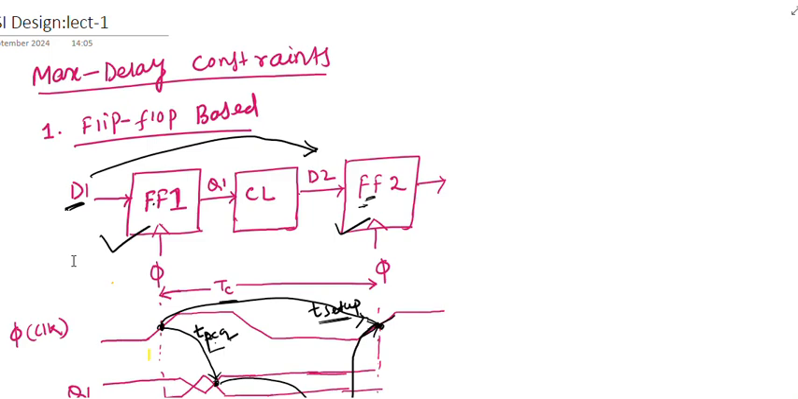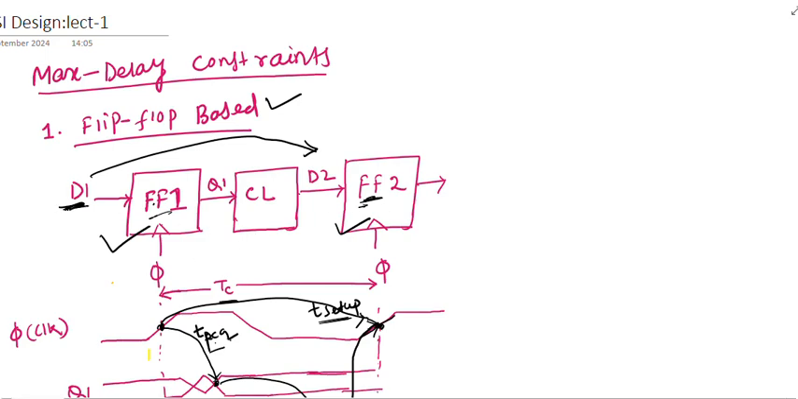Hello students. We are going to discuss one concept known as maximum delay constraint in VLSI design. In sequential circuits, we have sequencing elements like flip-flop 1 and flip-flop 2. First we'll discuss flip-flop based sequential circuits. This is the circuit given.